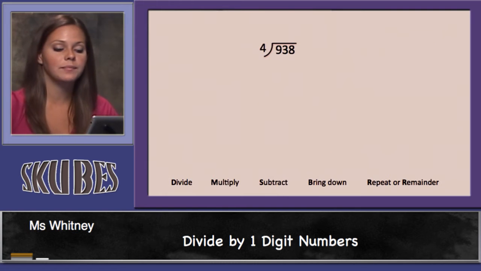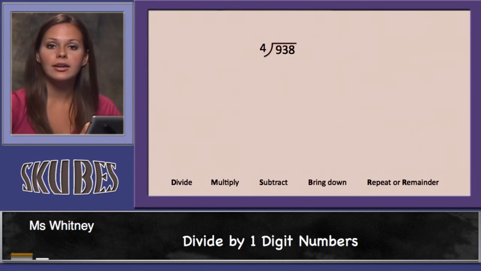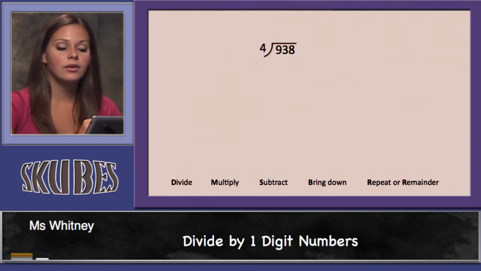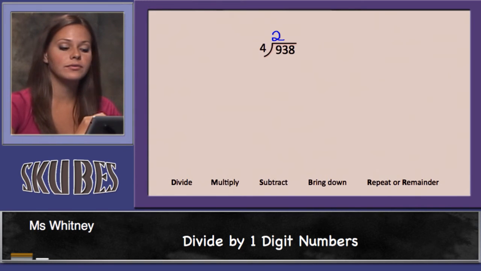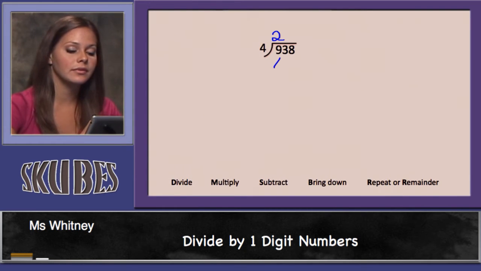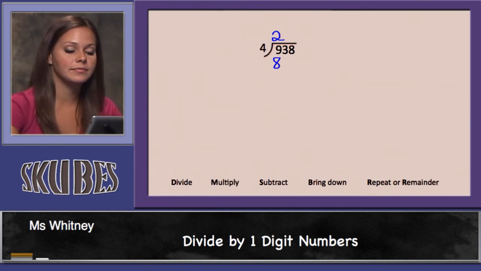Let's practice another one. We have 938 divided by 4. First, we'll see how many times 4 can go into 9. 4 goes into 9 2 times. Now I multiply. 4 times 2 equals 8. Next, I subtract. Now I'll bring down my 3.